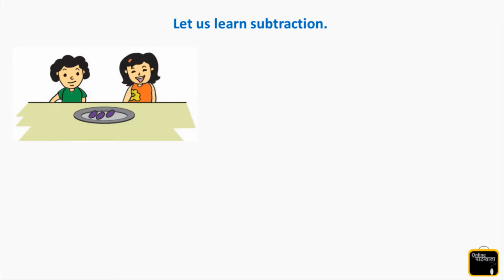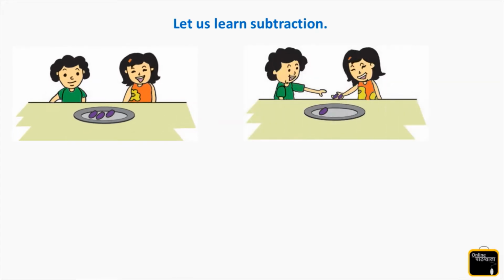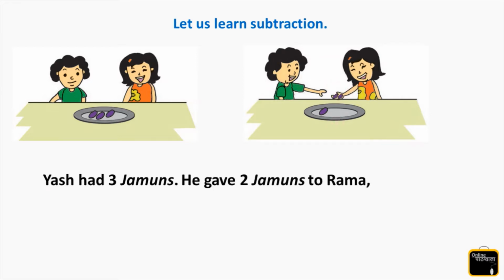Now here we can see one boy and one girl sitting, and they have some jamuns in their plate. Let's count how many jamuns they have. 1, 2 and 3. And now what happened, kids? This boy gave 2 jamuns to this girl. Yes, the boy's name is Yash and Yash had 3 jamuns and he gave 2 jamuns to Rama.